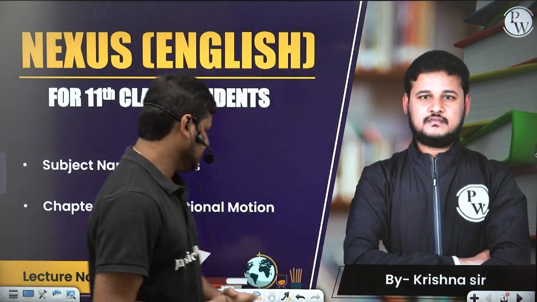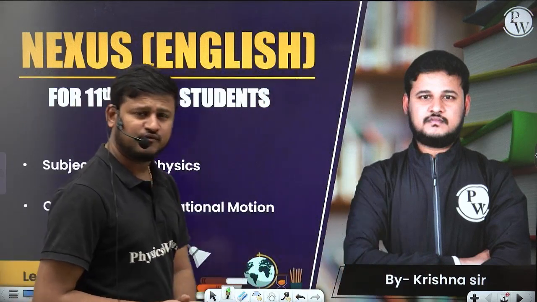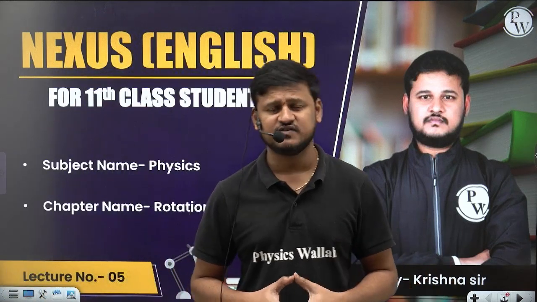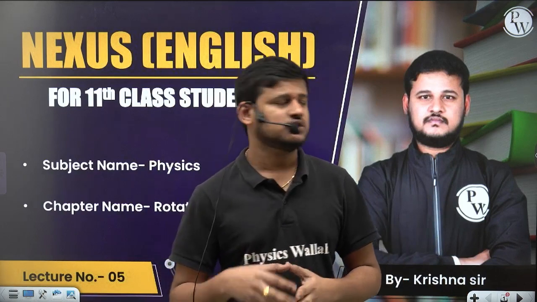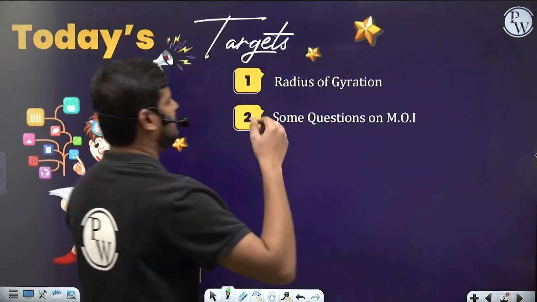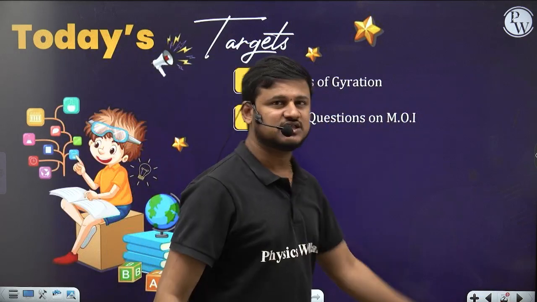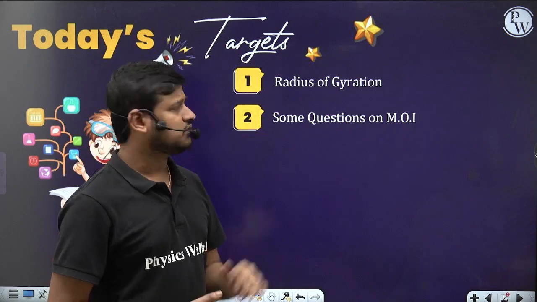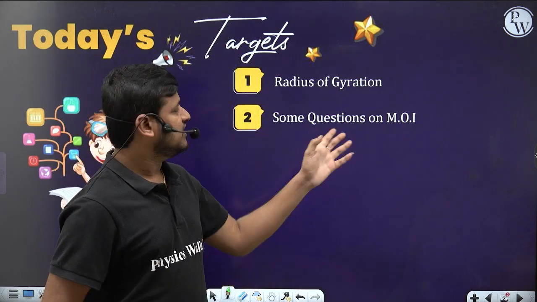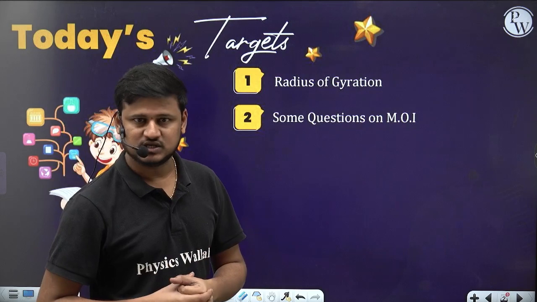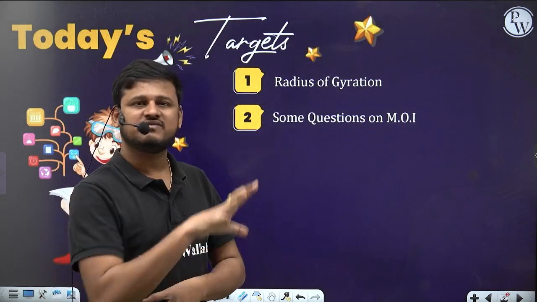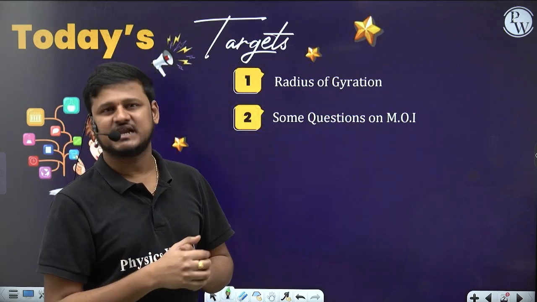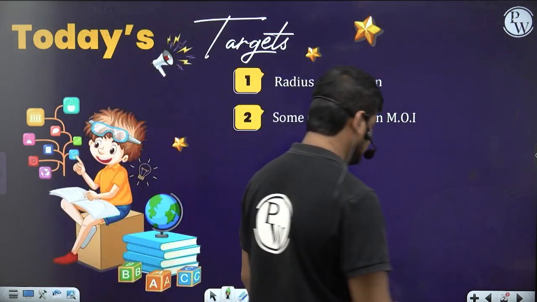In the last session, we completed lecture number 4 of rotational motion, where we discussed the moment of inertia. In today's session, our target is the radius of gyration and some questions on the moment of inertia. We'll also cover how to find the moment of inertia of the remaining part if we cut some part from a given disk or circular part. That also we'll discuss in today's session.